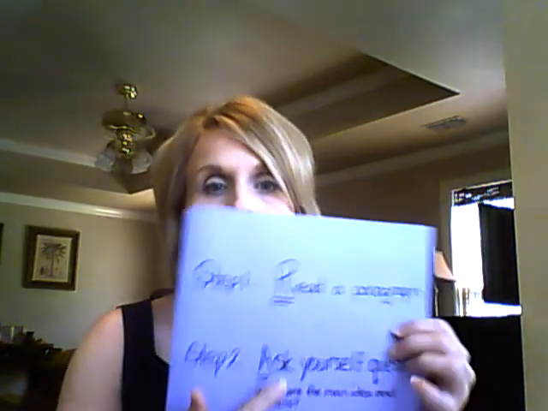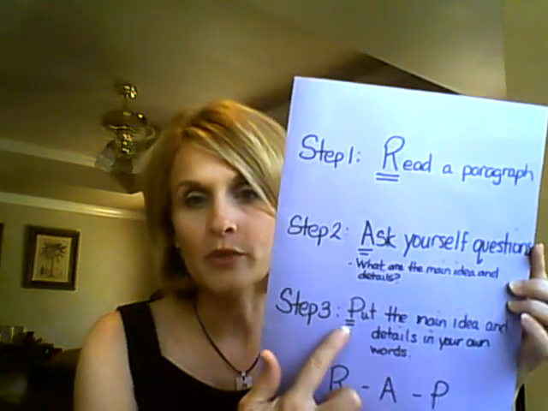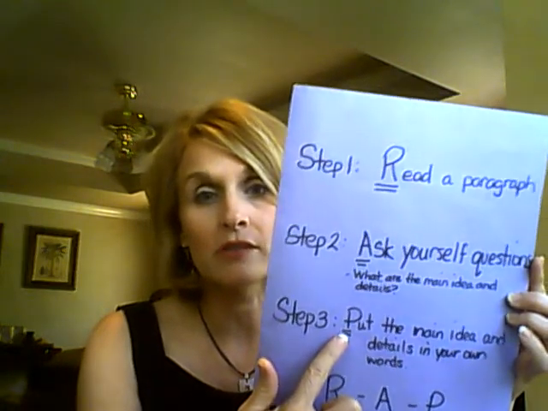Okay? So, step 1, read the paragraph. Step 2, ask yourself questions. Step 3, once you've found the main idea and some details, put the information into your own words. So step 3, put the main idea and details in your own words. So read, ask, put. Step 1, 2, and 3. Read, ask, put. Okay? So step 3, put the information into your own words. That is paraphrasing. So once you've found the main idea and details, you're going to be putting those into your own words. Now, there are some things you need to remember when you do that.